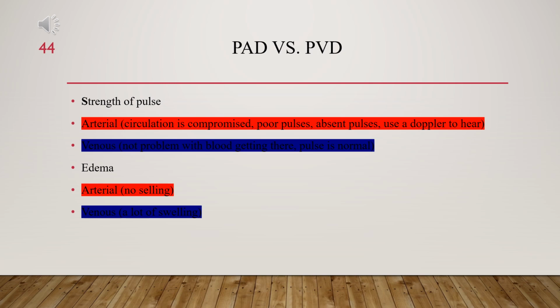And then the E is for edema. With arterial, remember, you're not going to really see too much swelling, versus venous. You're going to see a lot of swelling with the venous patients.